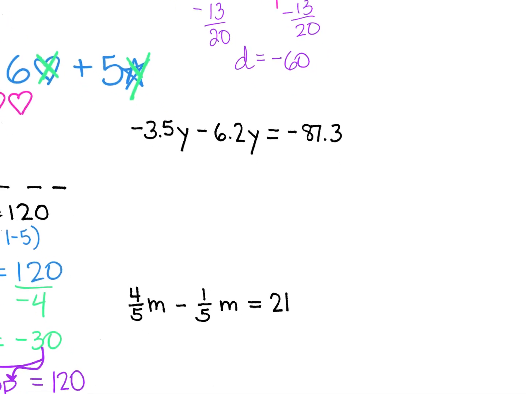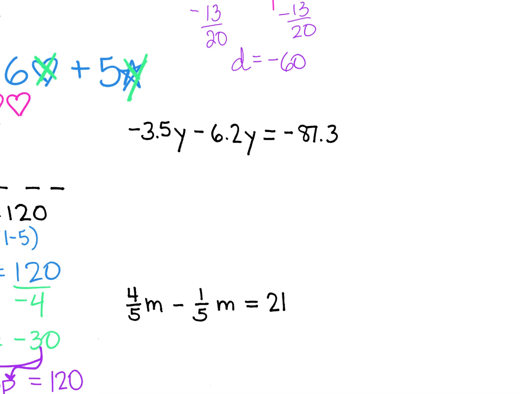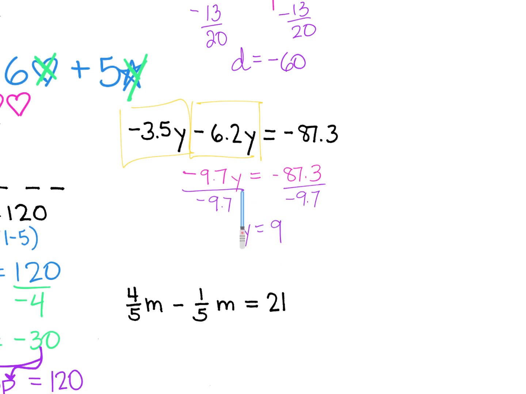The next practice problem is negative 3.5y minus 6.2y equals negative 87.3. y is equal to 9. You combine negative 3.5y and negative 6.2y, divide by negative 9.7 to get your answer.